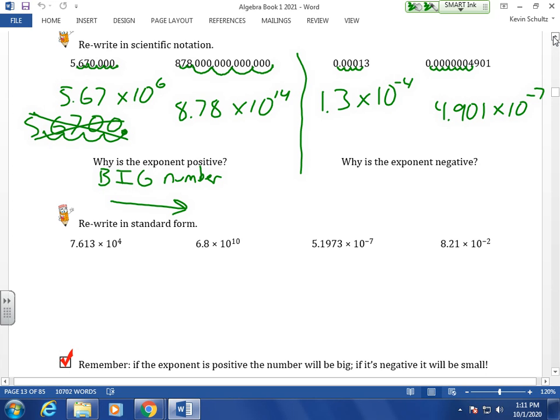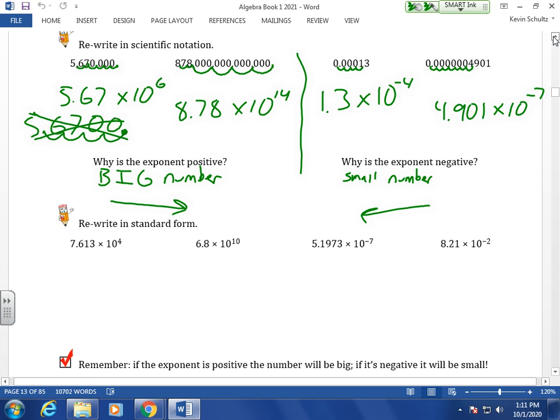Whereas for a negative power, your original number is going to be small. Okay? Because like a number line, right? Negatives are to the left. When you have a negative power, to get from 1.3 to 0.00013, that small number, you've got to move the decimal to the left. Okay? So positive power, your number's big, going right. Negative power, your number's small, going left.